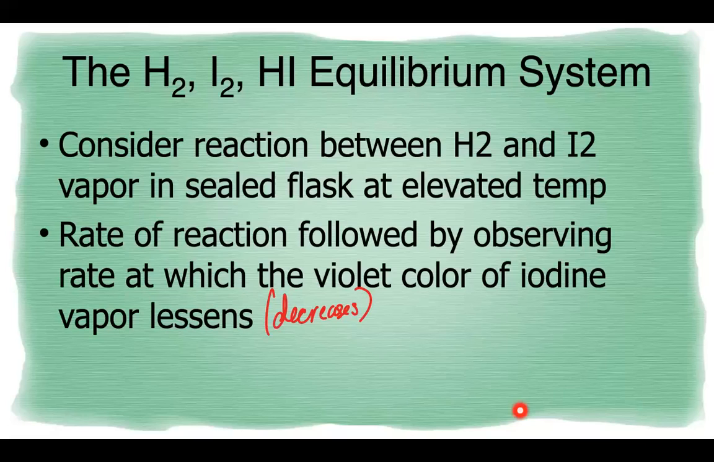When you first put them in, you have hydrogen gas, which is colorless, iodine gas, which is very deep purple, and hydrogen iodide gas, HI, which is also colorless. So when you first mix them together, as H2 and I2 react, you're going to see the color start to fade as the iodine gas is used up to form colorless HI, but then you'll reach a point where the color stays the same. You'll see the color decrease as the iodine concentration decreases, but when you reach equilibrium, the color will remain the same because the concentration of iodine doesn't change anymore.